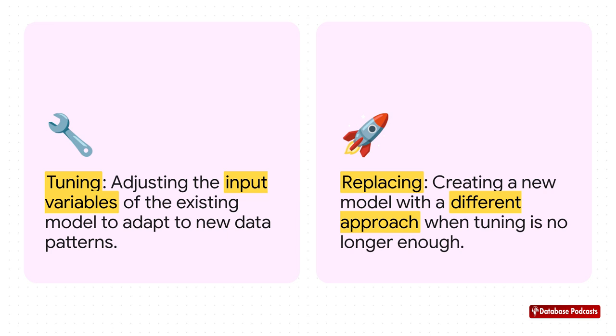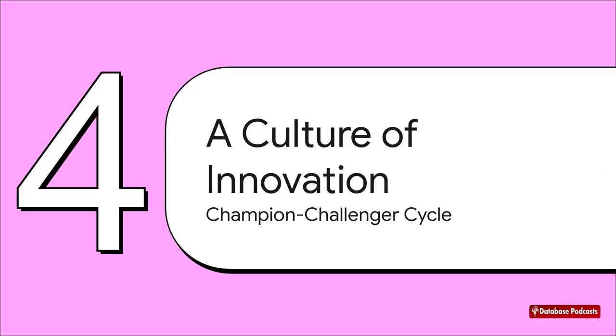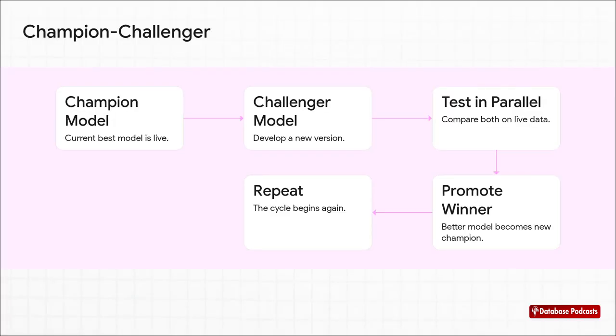This whole idea of constantly improving your models leads us to this really fantastic framework that the most data-driven companies use. It's a way to get beyond just putting out fires and instead build a systematic culture of innovation. It's called the champion-challenger cycle. And what this does is it turns model improvement into this continuous, never-ending loop.